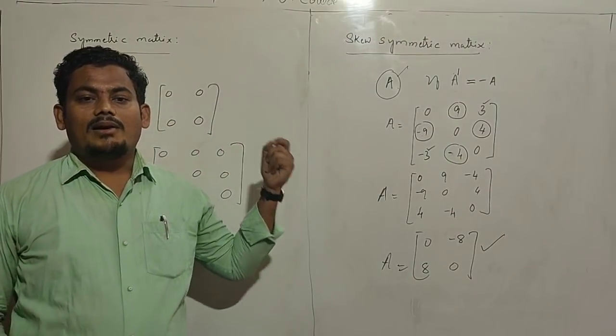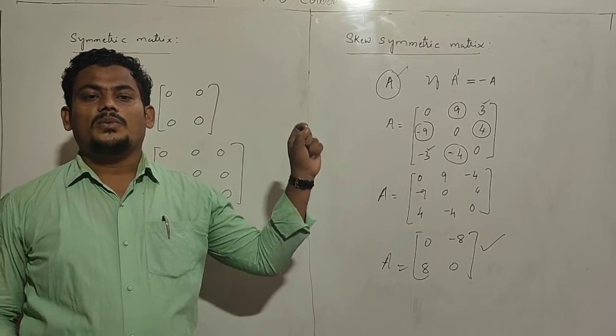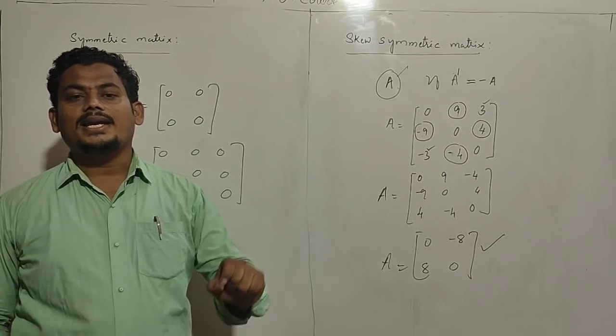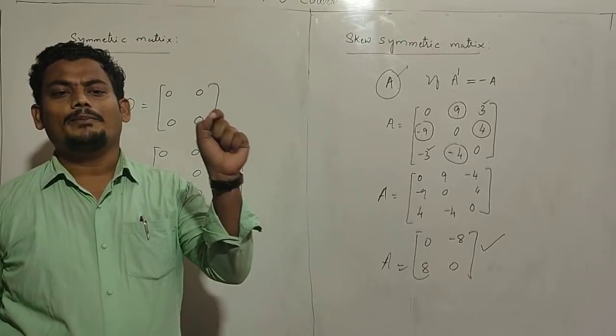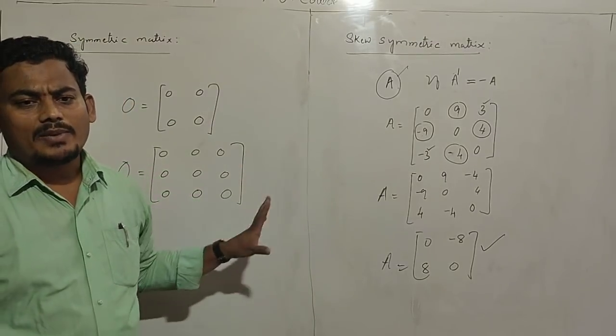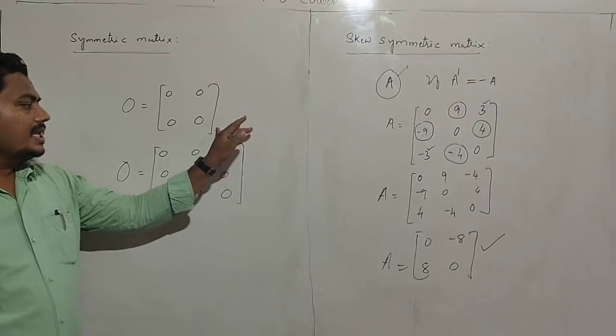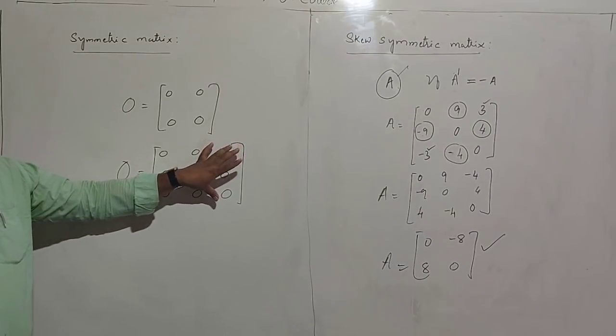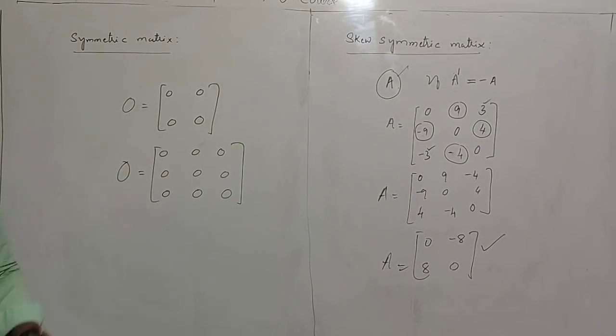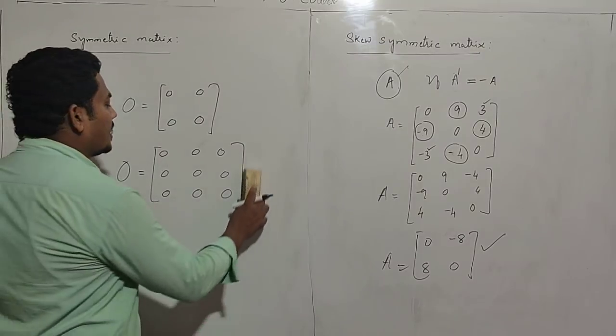Give an example of a matrix which is both symmetric and skew symmetric. Then simply write any null matrix. Any null matrix. Null matrix is always both symmetric and skew symmetric. Next.